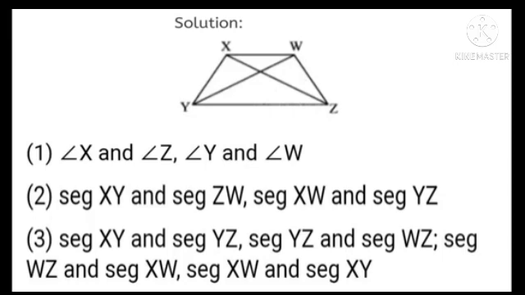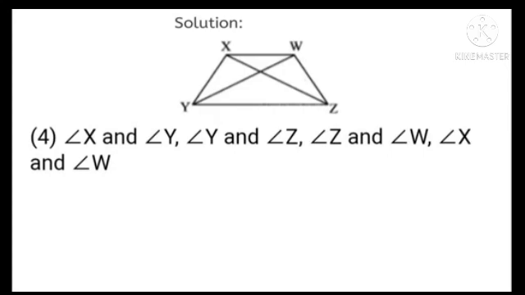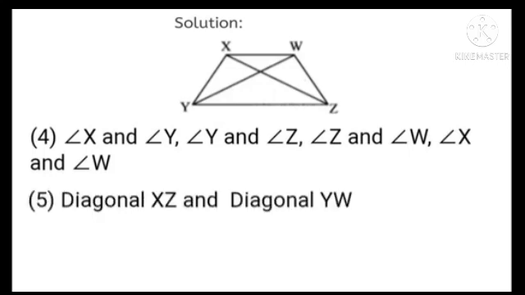Fourth question, we have to write the pairs of adjacent angles. Angle X and angle Y is the first pair. Angle Y and angle Z. Third, angle Z and angle W. And fourth, angle X and angle W are the four pairs of adjacent angles. Now we have to write the diagonals of this quadrilateral. So diagonal XZ and diagonal YW are the two diagonals of the quadrilateral.